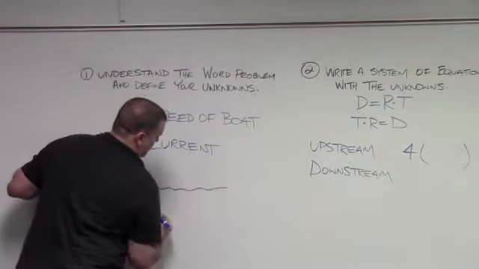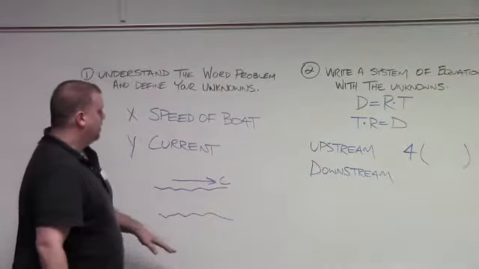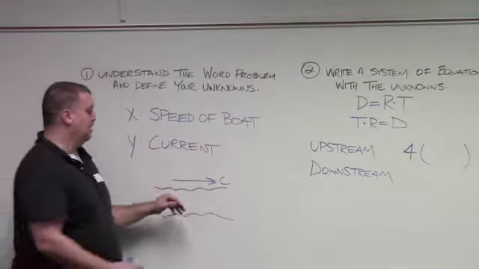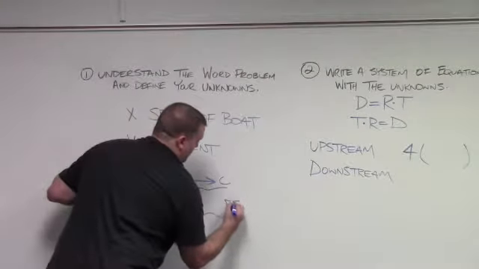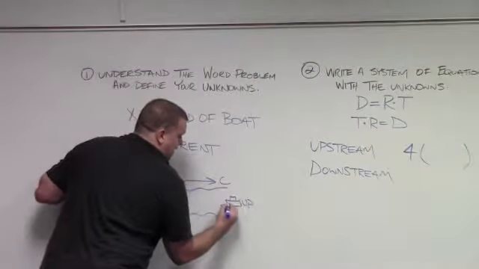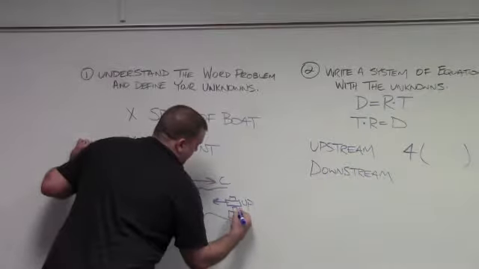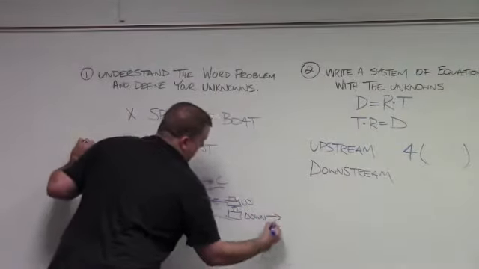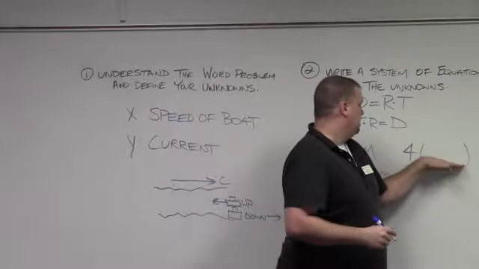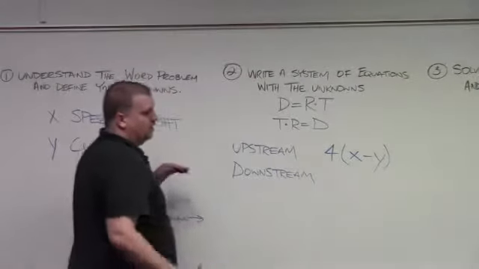So if the boat, right, if the current is going this way, if the boat's going upstream, is it going against the current or with the current? Upstream is against the current. We'll pretend that's a boat, right? So if it's going upstream, it's going against the current. So for the speed going upstream against the current, the speed of the current is taking away from the speed of the boat. They're going in opposite directions.